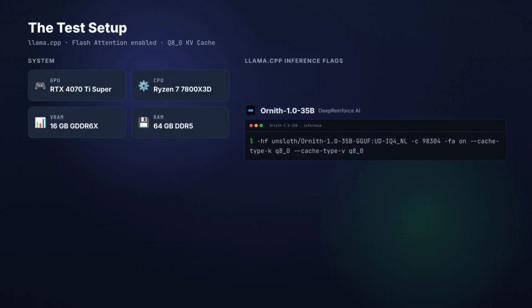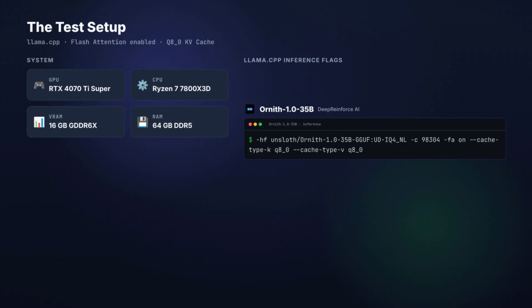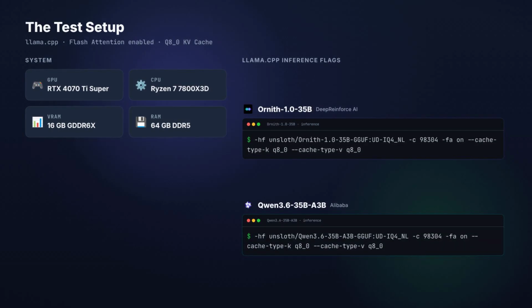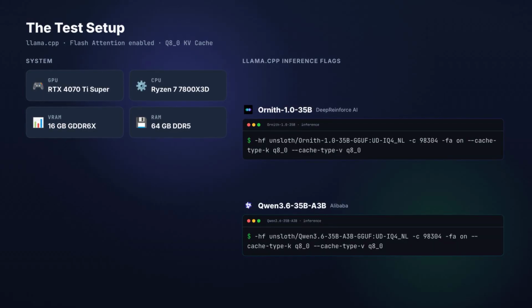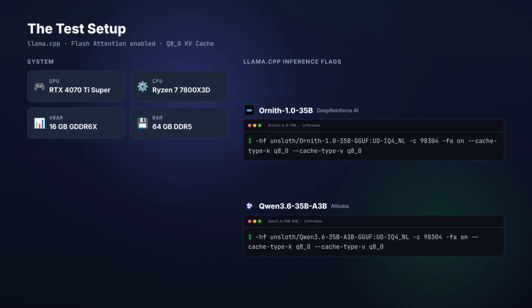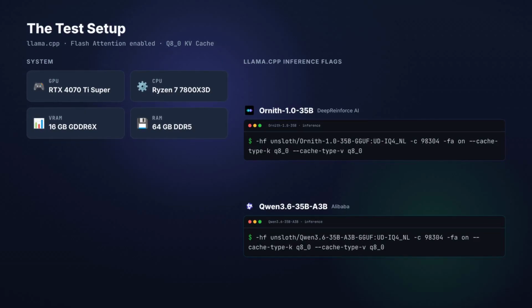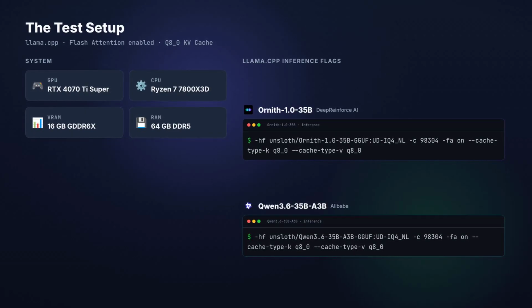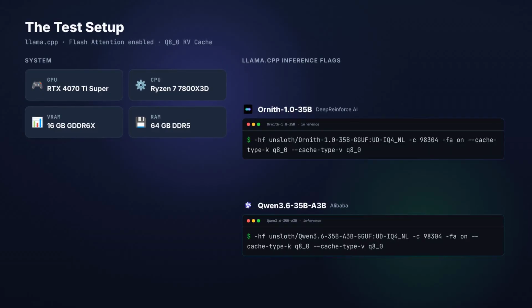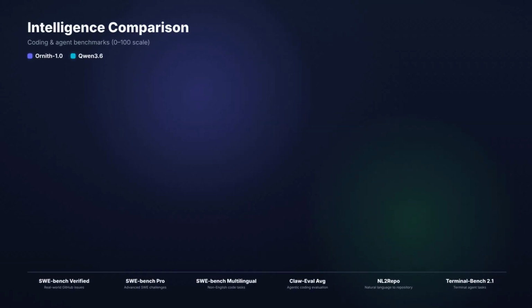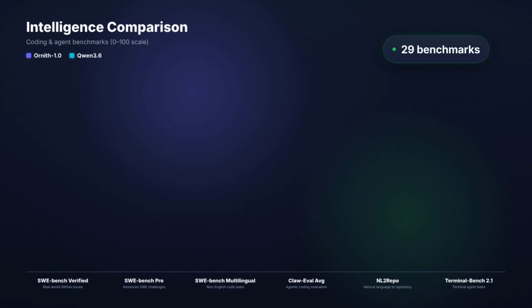The tests ran on a Ryzen 7800X3D with an RTX 4070 Ti Super, using llama.cpp with flash attention enabled and high precision Q8 KV cache. 10 prompts per model, ranging from 30 token short queries all the way up to nearly 25,000 tokens of context. Every generation was set to 256 tokens. Let us start with intelligence, because that is what most people care about first.